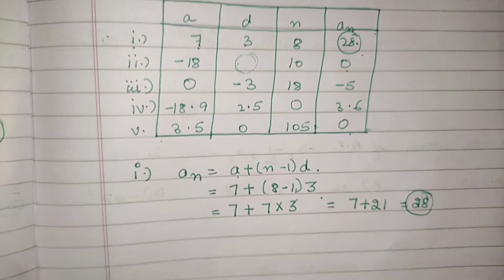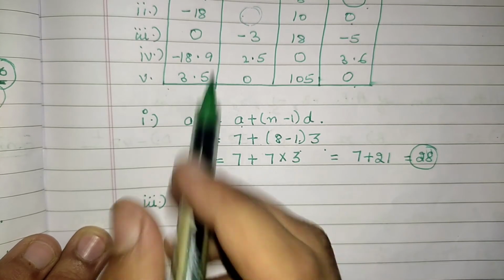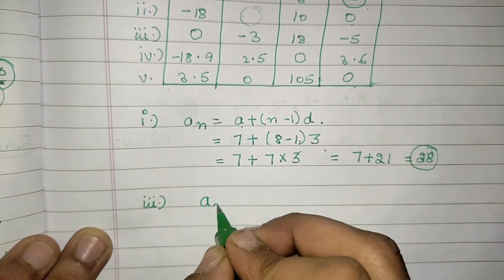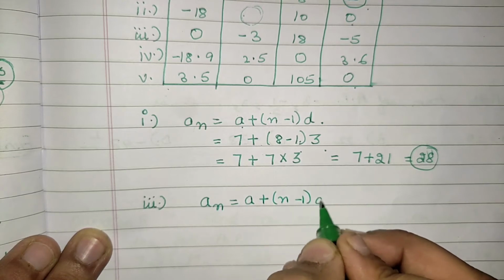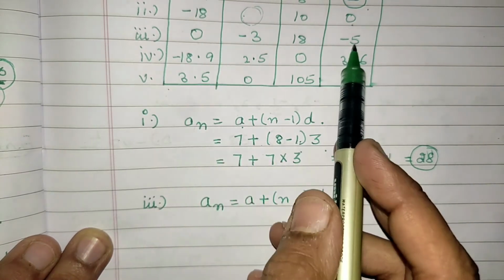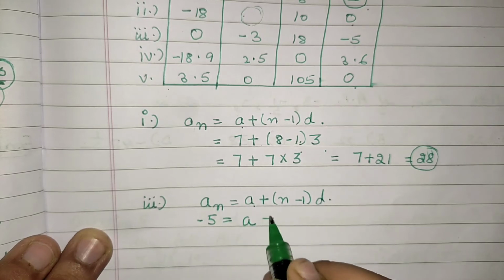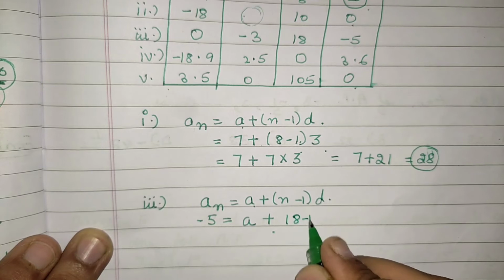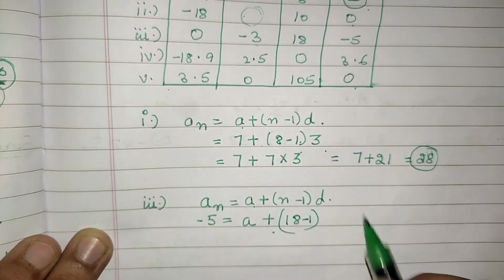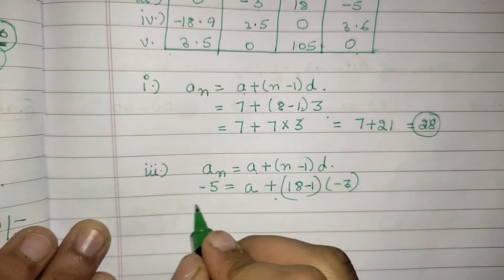Okay, so now let's find out another part also. Suppose we have to find out this third part. Again we have to use the formula a plus n minus 1 into d. So an is my minus 5. a I don't know, I have to find out. n is my 18, minus 1, into common difference, which is my minus 3.